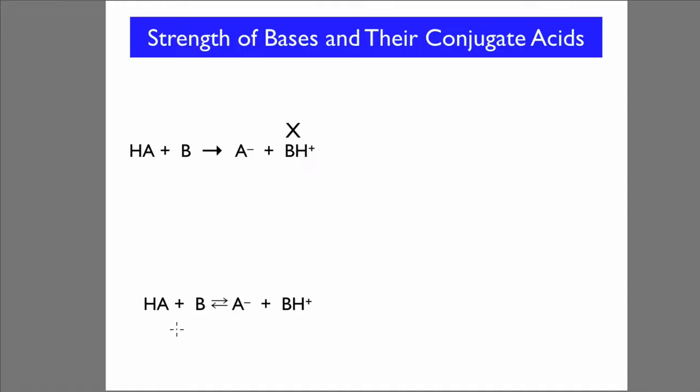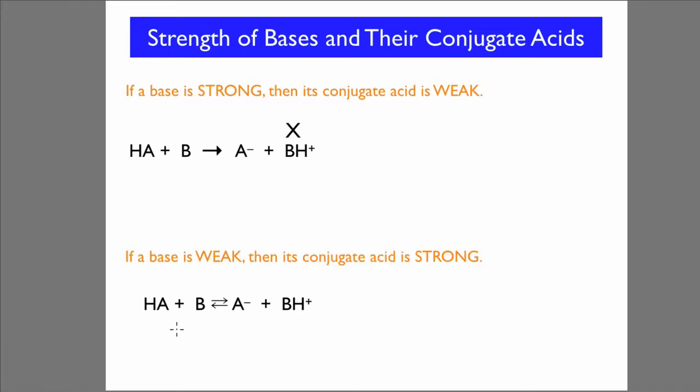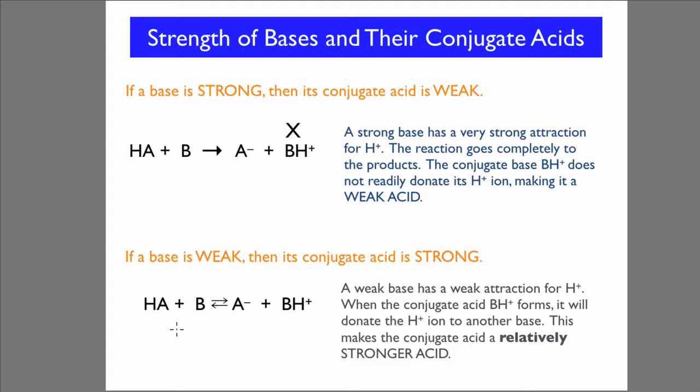Strength of bases and their conjugate acids. If a base is strong, then its conjugate acid is weak. If a base is weak, then its conjugate acid is strong. Up here, a strong base has a very strong attraction for the H plus. It wants this H plus. The reaction goes completely to the products, and then the conjugate acid, BH plus, does not readily donate the H plus back to the base. So this is a weak acid. It's not going to readily give this up.